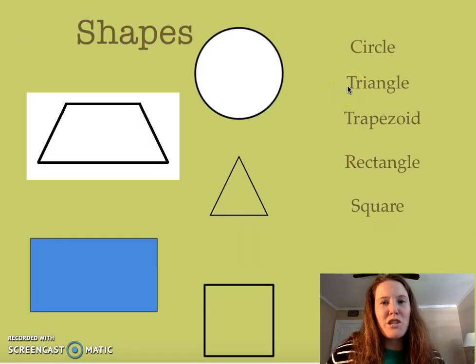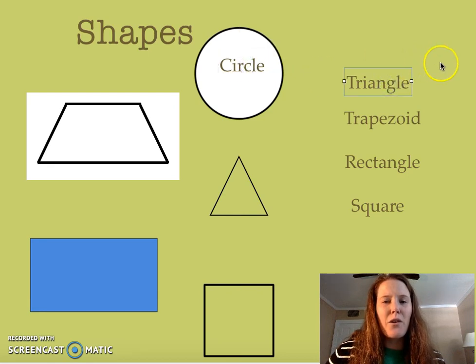We have a lot of different shapes here. We have a circle, a triangle, a trapezoid, a rectangle, and a square. Let's start with our circle. First, how many sides does a circle have? Show me with your fingers how many sides a circle has. Good job. It has 0 sides. Do you see a shape that has 0 sides? That's right. Let's match them up.